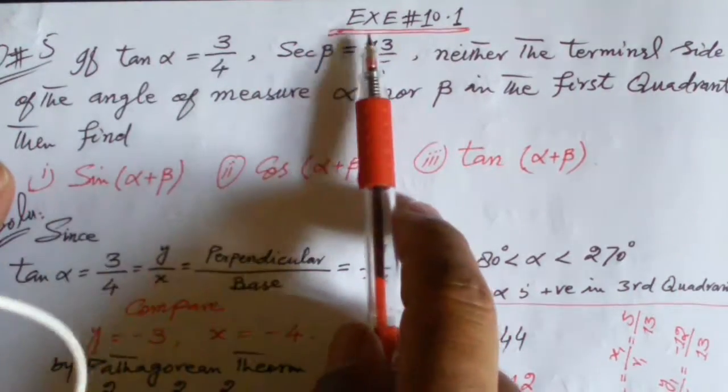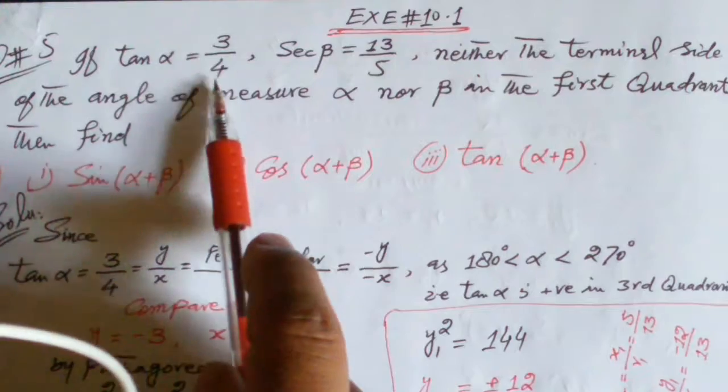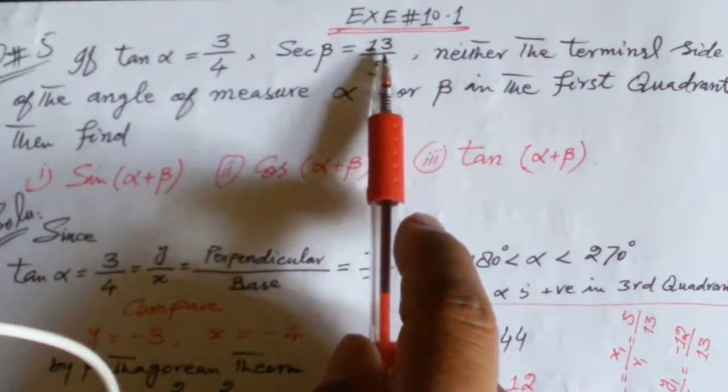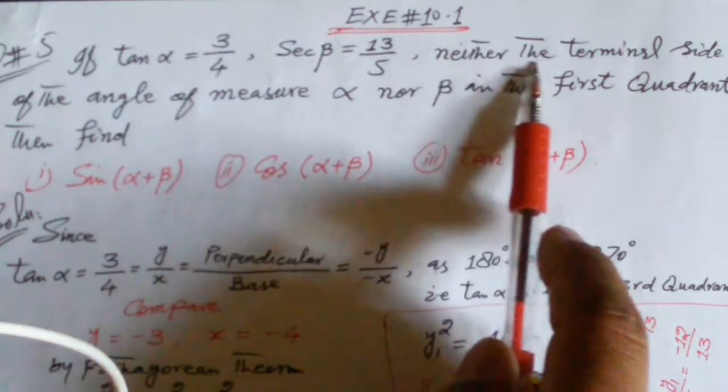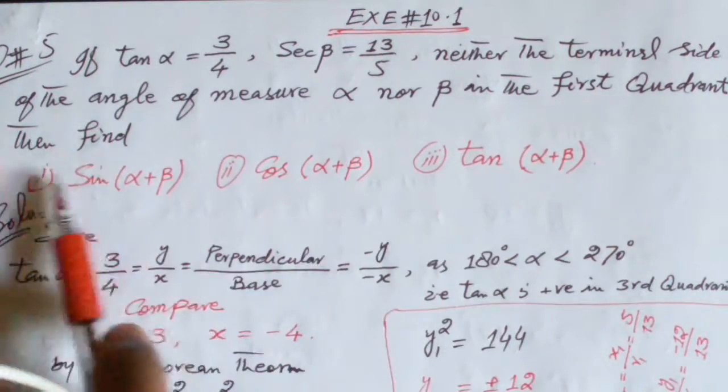Question number one, exercise 10.1. The question is: if tangent alpha is equal to 3 divided by 4, secant of beta is equal to 13 divided by 5, and neither the terminal side of the angle of measure alpha nor beta is in the first quadrant.